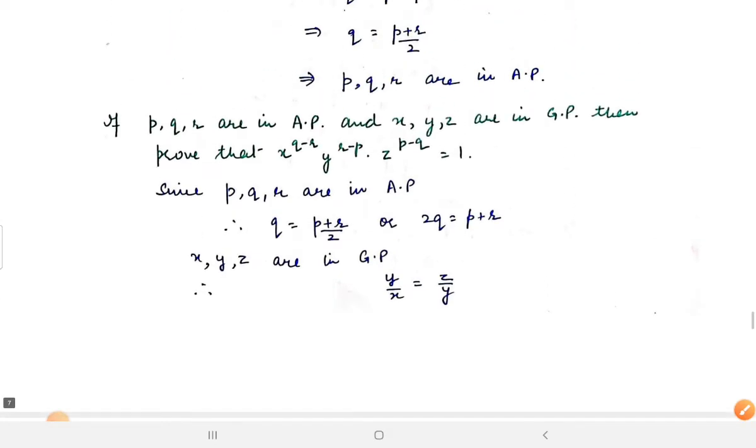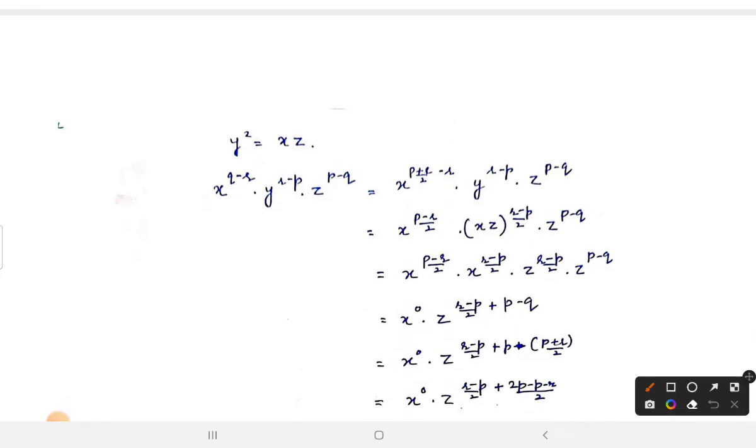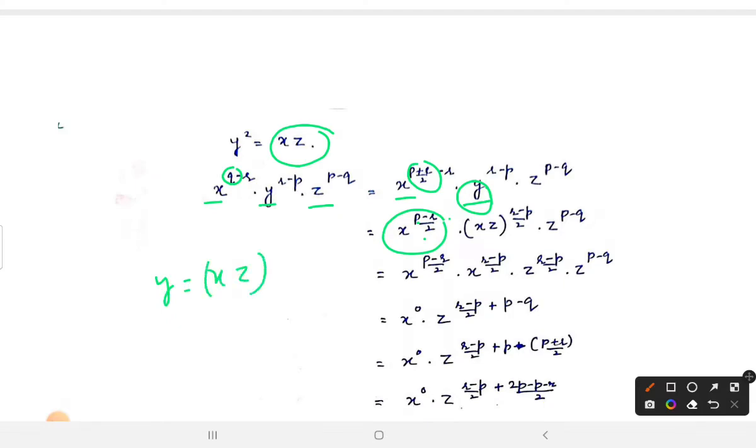So let us now take the left hand side of this equation and put the values of x, y, z here. Put the value of q, q is (p plus r) upon 2. So you have x to the power (p minus r) by 2. Put the value of y. y square is xz, so y is xz to the power 1 by 2. Clear? Put the value of xz to the power 1 by 2. So what will you get? You will get xz to the power (r minus p) by 2.